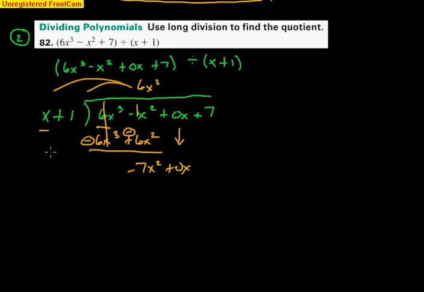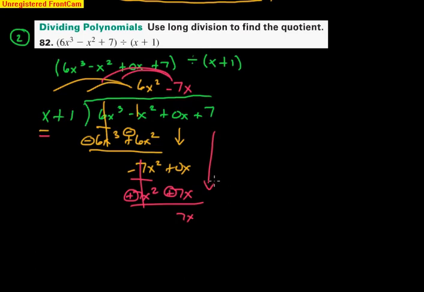And now again, we go back. Compare your first terms. X with the new first term, negative 7x squared. To make x negative 7x squared, multiply by negative 7x. And distribute. Negative 7 times x is negative 7x squared. Negative 7 times 1 is negative 7x. Now we subtract. And subtraction means change these signs. The 7x squareds cancel. 0 plus 7 is 7x. Bring down the plus 7.